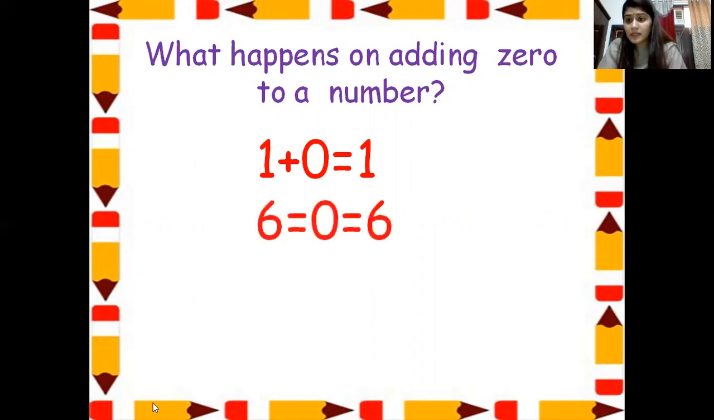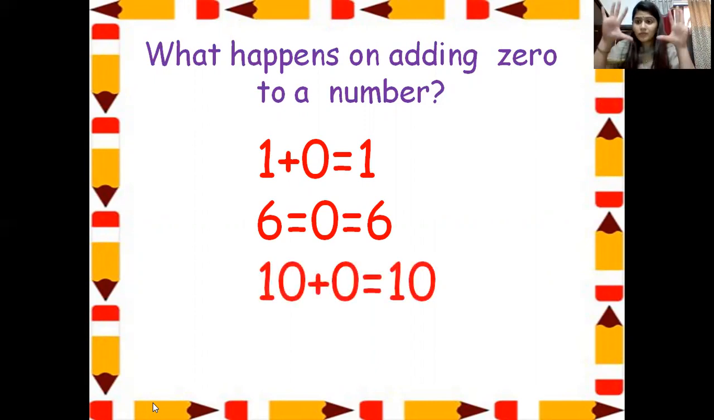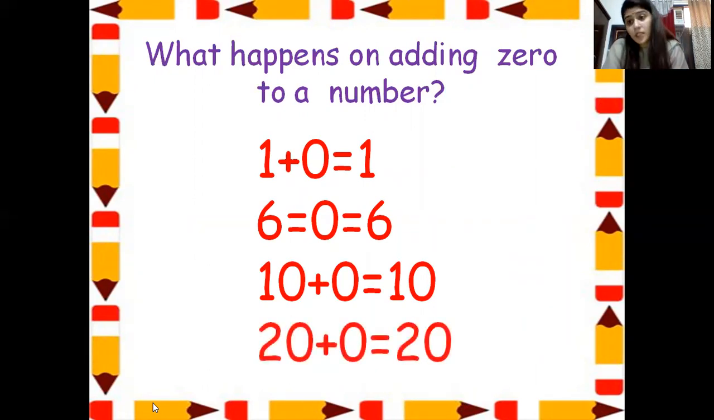Like 6 plus 0, 6, and 0 means nothing. So the answer will remain 6. 10 plus 0, 10, and 0 means nothing. So the answer is 10. 20 plus 0, 0 means nothing. So the answer will remain the number itself, that is 20.